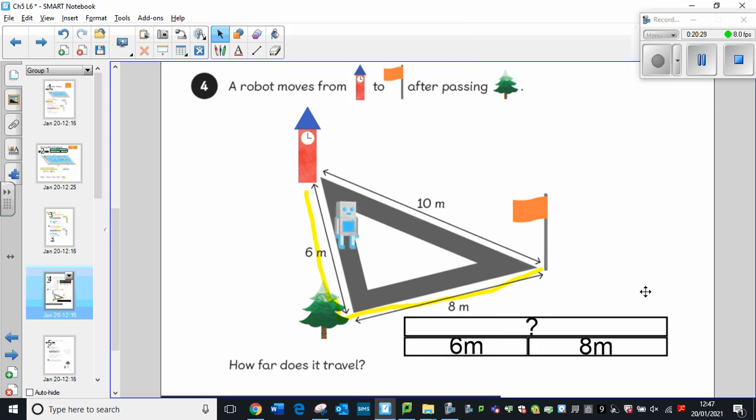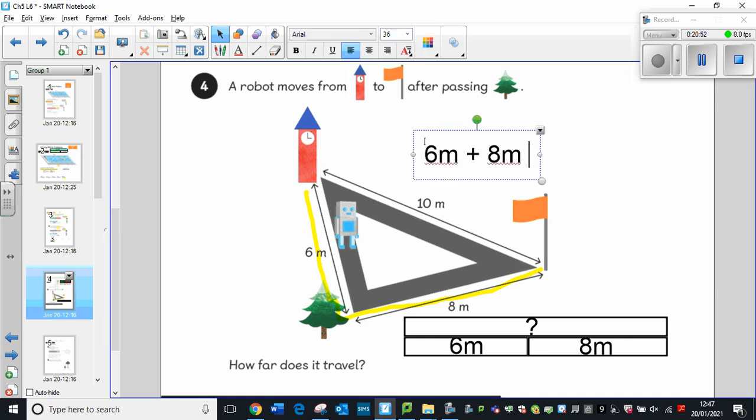Okay, makes sense. So if you're a bit unsure, now that you've got your bar model, does that give you any more ideas? If you want to pause the video and have another go at it, please feel free. If you've got your answer, you can just carry on watching and we'll see if you got it right. So if I want to find out how far he's travelled, he's travelled 6 meters and then 8 meters. So I would be doing 6 meters add 8 meters.